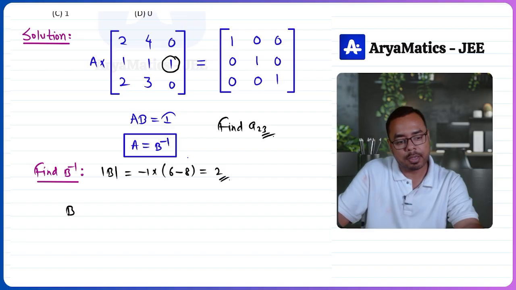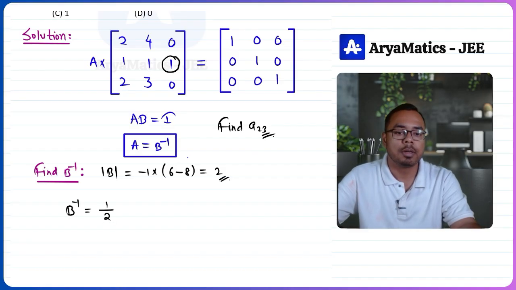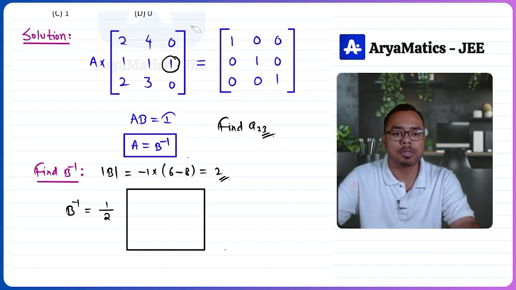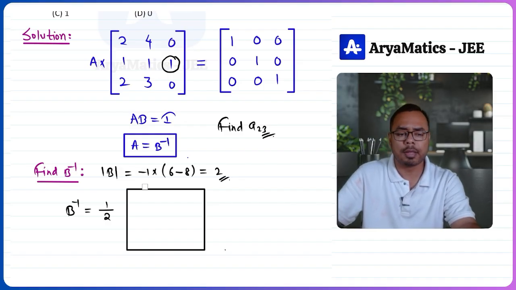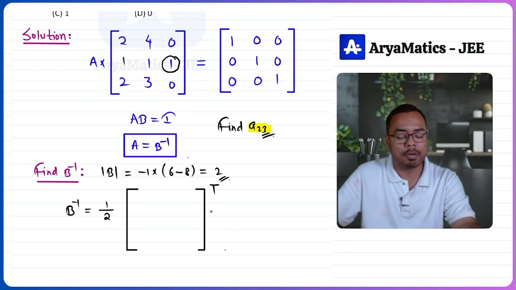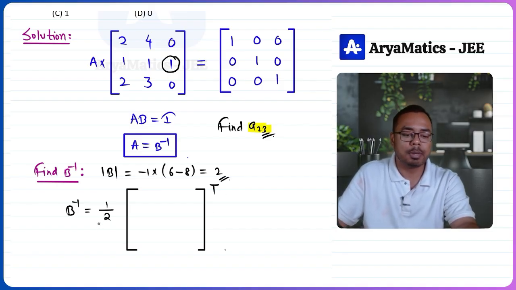So that means B inverse will be adjoint of matrix B divided by the determinant of matrix B. Now remember, adjoint is nothing but the transpose of the cofactor matrix. Here we are not going to calculate all the elements because we are interested only in the element of the second row, third column. So B inverse will be adjoint of B divided by determinant of B, and adjoint is the transpose of the cofactor matrix.